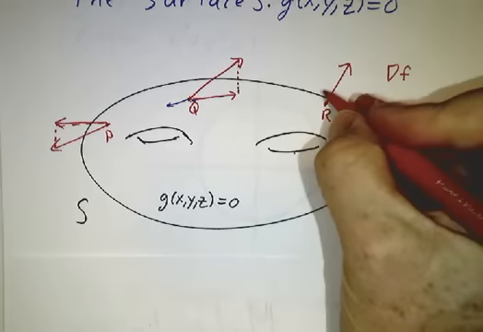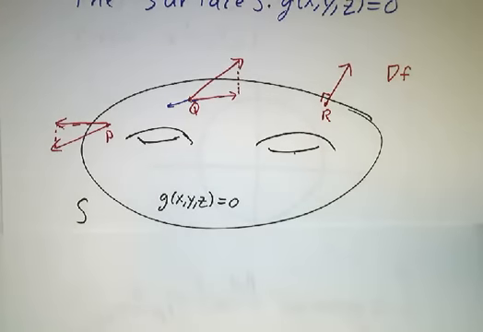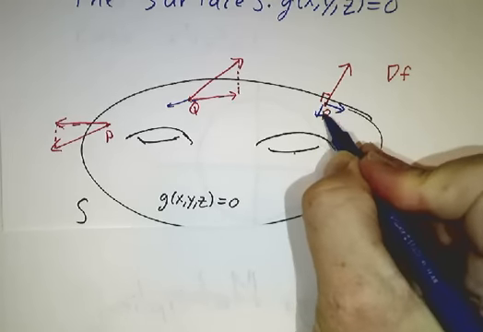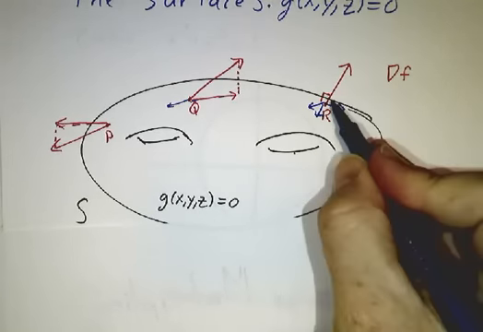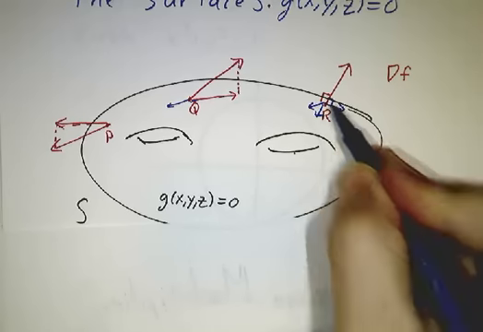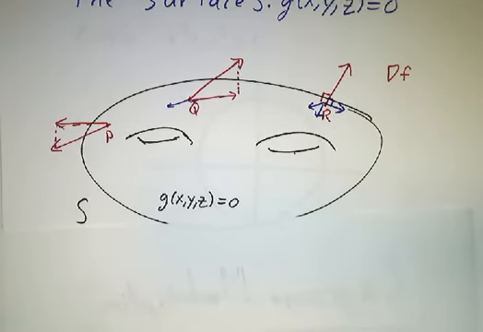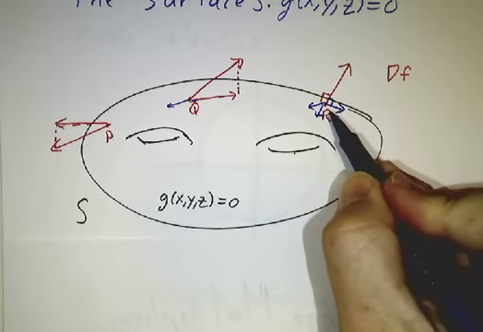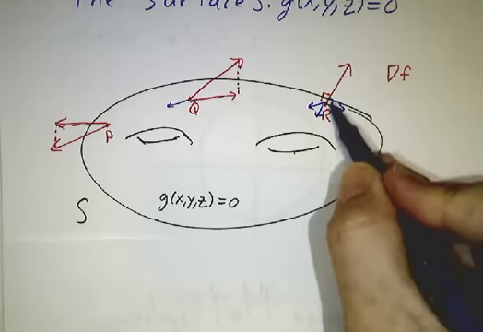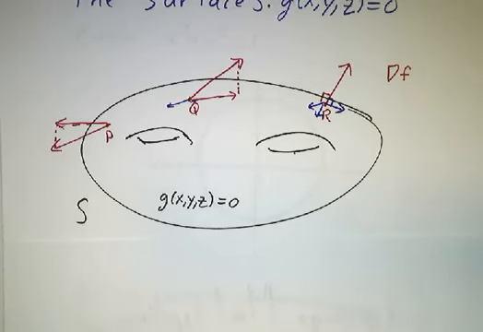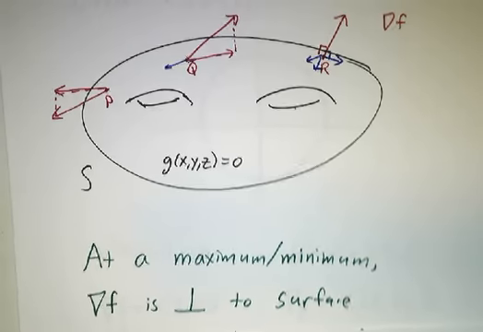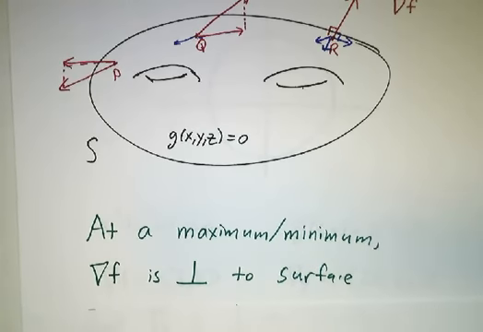But now look at the point R. The point R is a point where the gradient is perpendicular to the surface. So no matter what direction you go, the dot product with the gradient is going to be 0. So to first order at least, you can't go uphill and you can't go downhill by following the gradient. The gradient is pointing you completely off the surface. Great. So we've learned that at a maximum or a minimum, the gradient must be perpendicular to the surface.